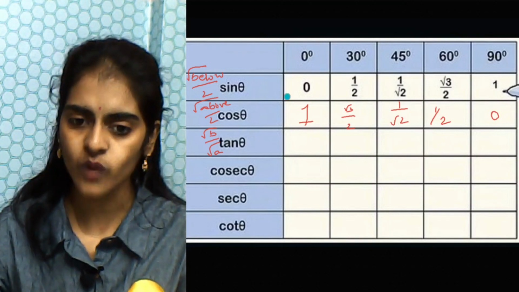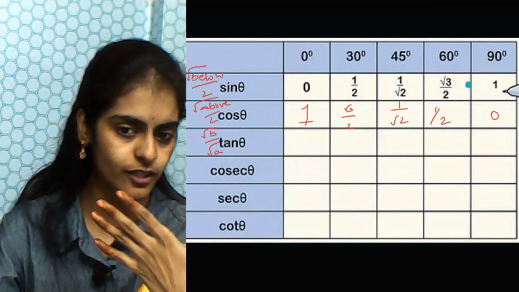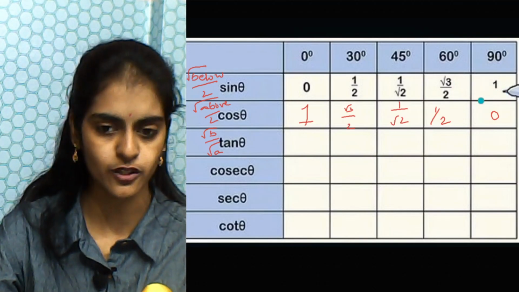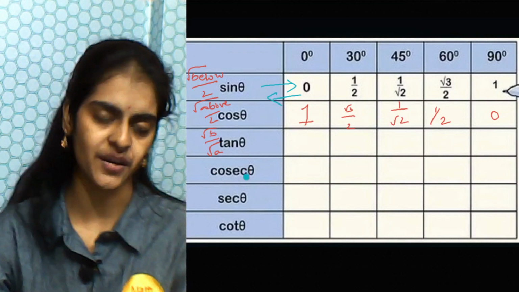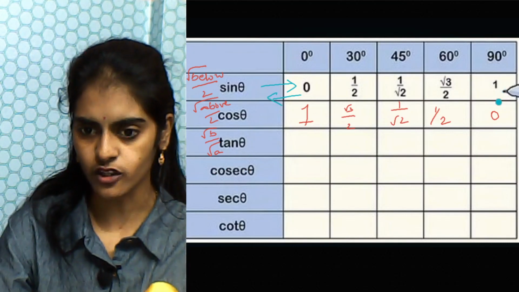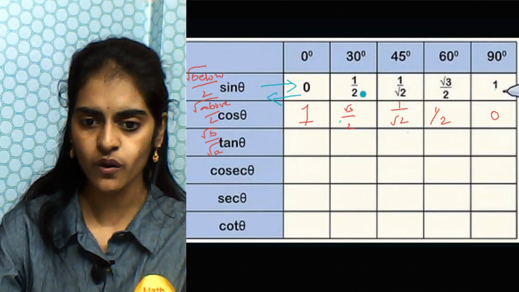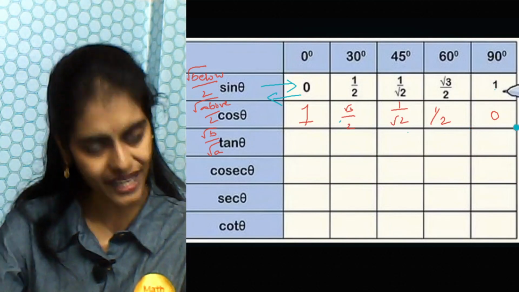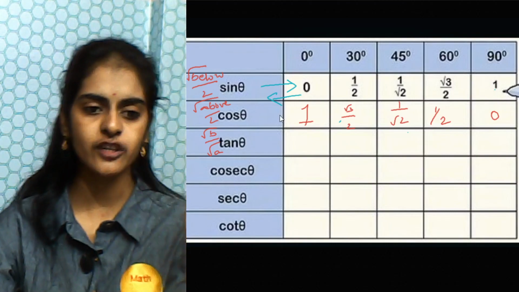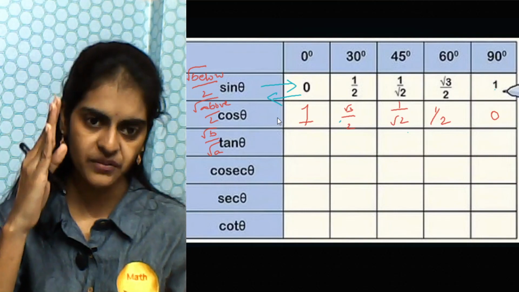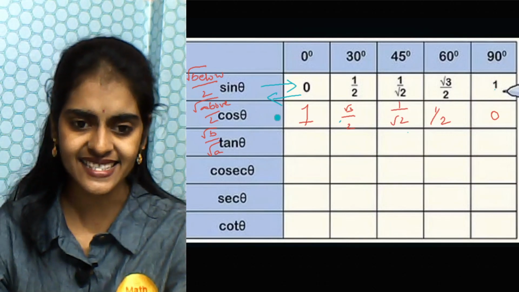Now just see what did I do. I have sine values using my finger trick. For cos, I am just reversing the values. For sine, I wrote the values this way. For cos, I started the values this way, in the reverse order. First I wrote 1, then root 3 by 2, then 1 by root 2, then 1 by 2, then 0. So if you know the sine values, then cos values are nothing but the reverse of it. Clear with this trick? This is the second trick.